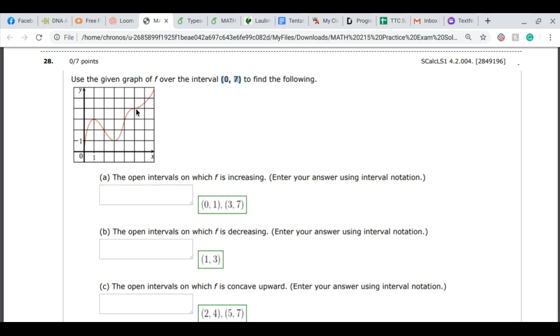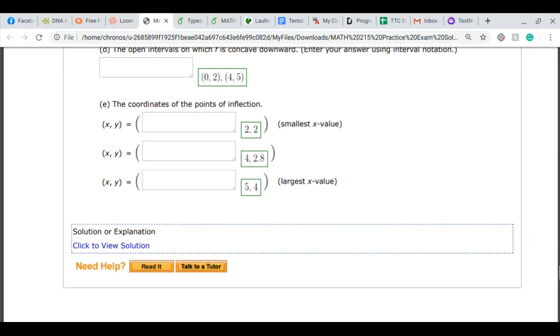What happens at 5? Here's 4, here's 5. It changes from concave down to concave up. When x is equal to 5, y is 4. So 5 comma 4 is the point of inflection.